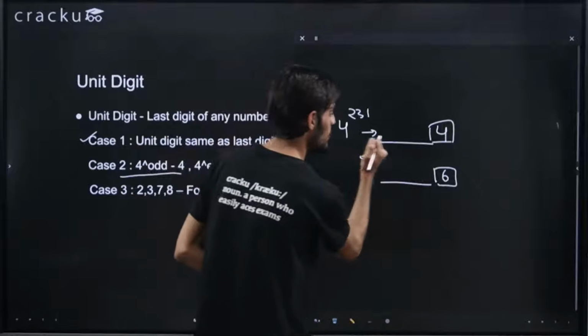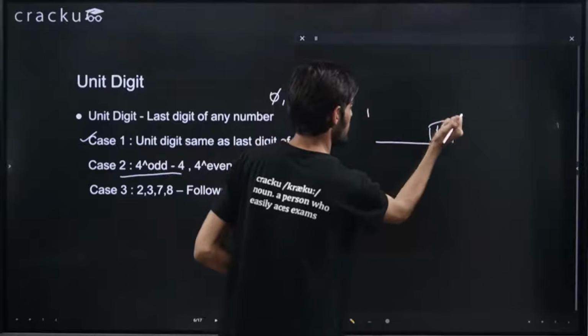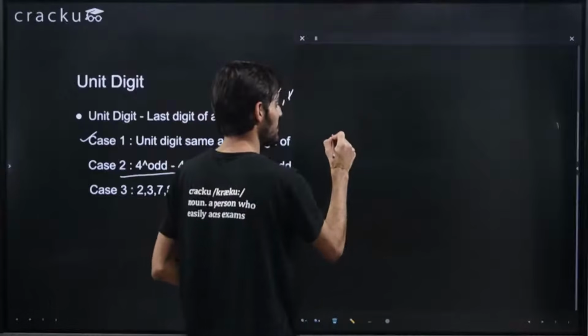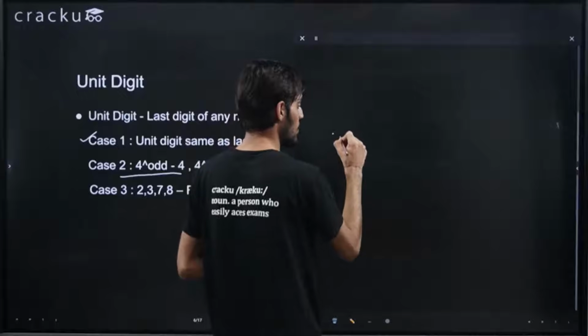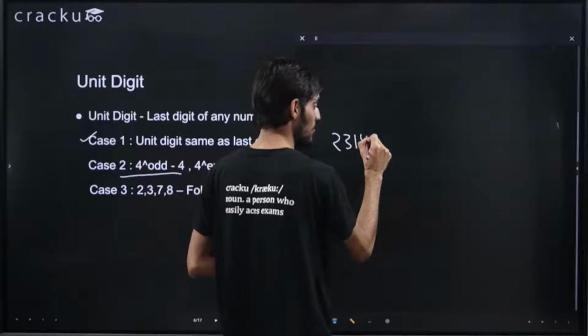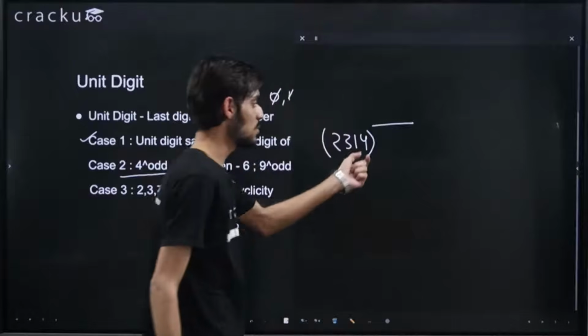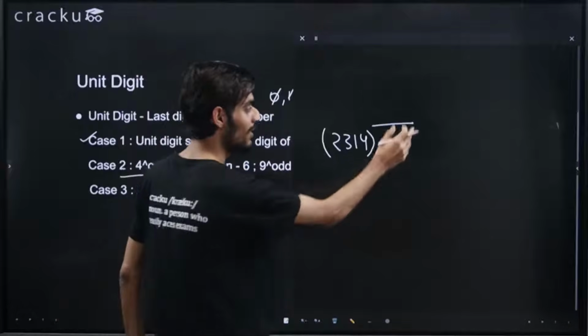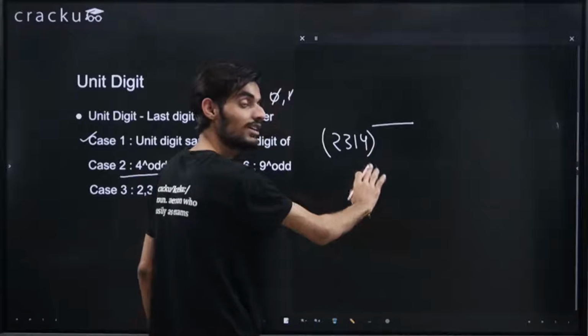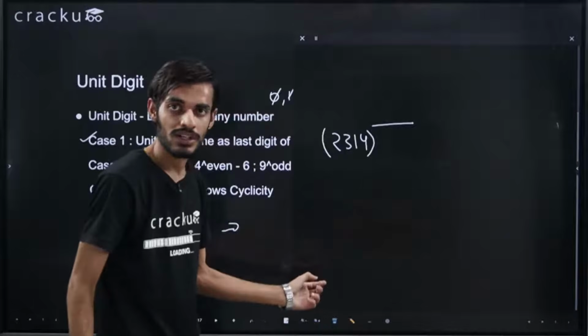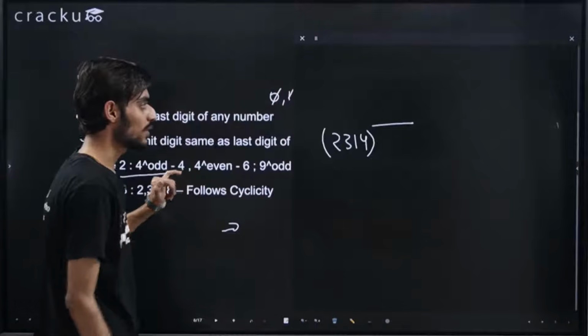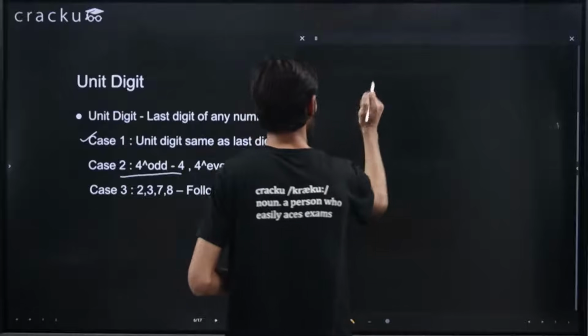Okay, same you can do for numbers which are not just single digit numbers. For example, let's say I have the number 2314 and it is raised to some power. By just looking at the power, if the power is even, the unit digit will be 6. If the power is odd, then it will be 4. I think you can remember this also.